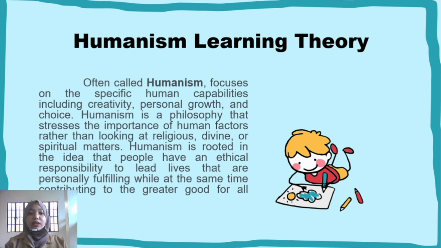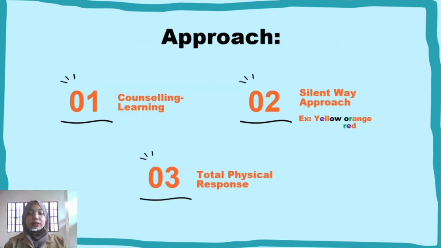Often called humanism, it focuses on specific human capabilities including creativity, personal growth, and choice. So self-actualization is the main goal of this learning theory. Learners should have their voice in their learning processes, and humans are innately able to create and learn something. It is not because of religious or divine spiritual matters, but through philosophy or human factors that are based on science.